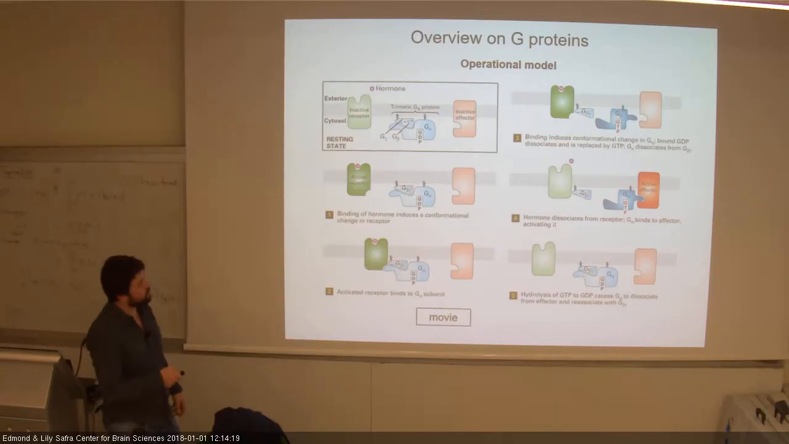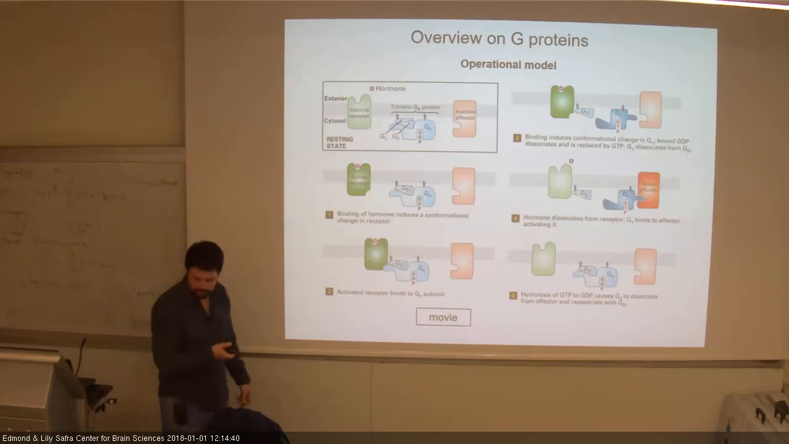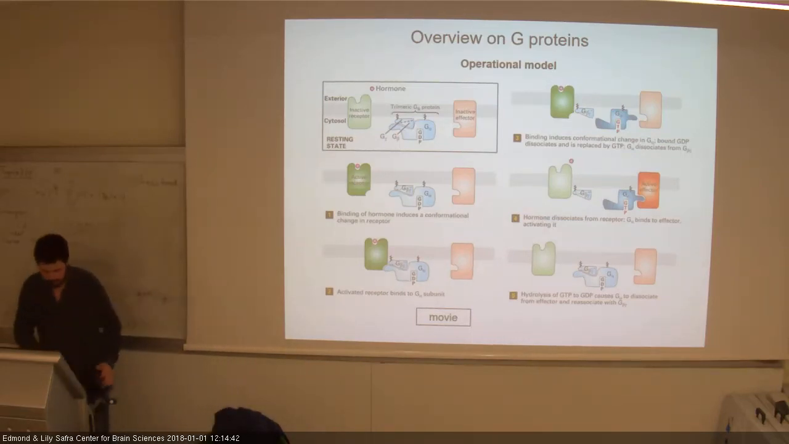After some time has passed, eventually the GTP will be hydrolyzed to GDP, and the G alpha and G beta gamma subunits will reassociate once more. If the receptor is not activated anymore, this response will stop. Because it's complex, I'll show you a quick movie that summarizes this.